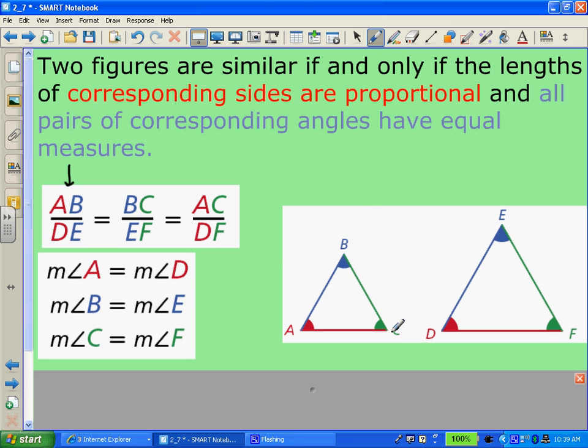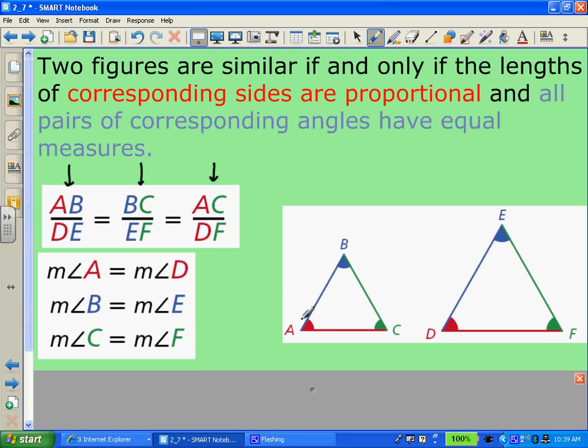Then I do the same thing. BC and EF are corresponding sides. They're in the same spot. So I set up a proportion for those. And then finally here we have AC and DF. Those are corresponding. I set up a proportion for those. Now if these 2 figures are similar, all 3 proportions will be equal to each other.